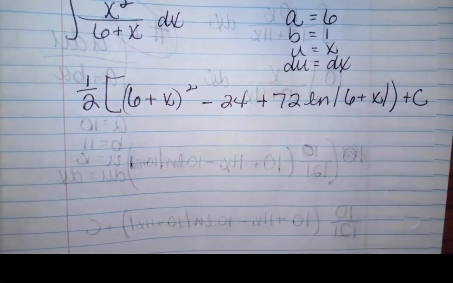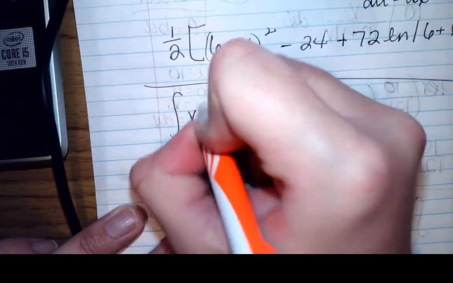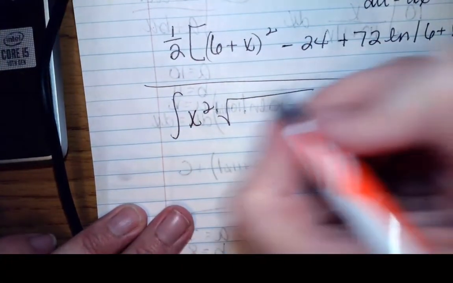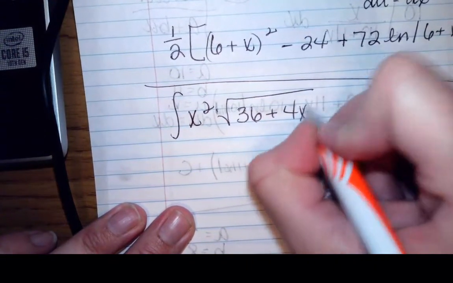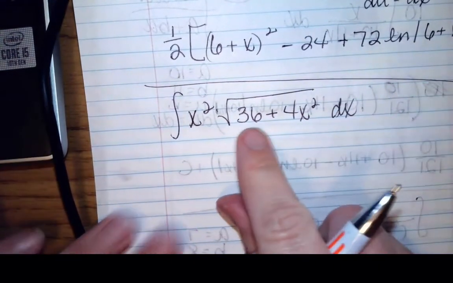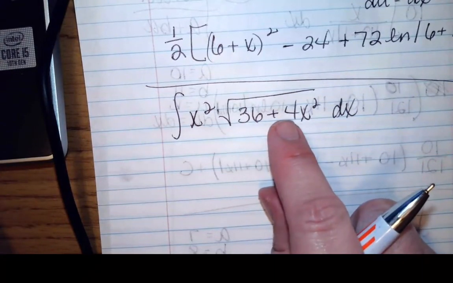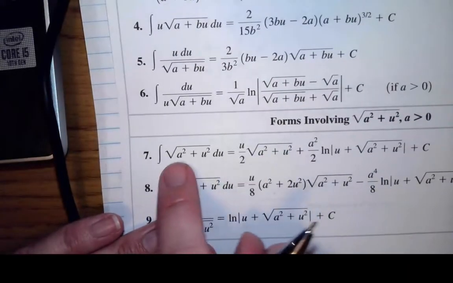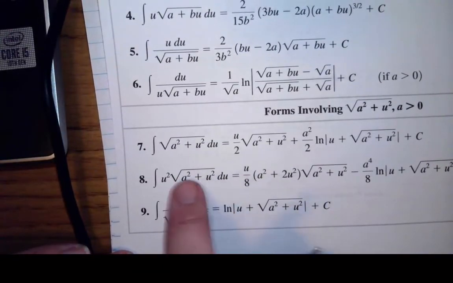All right, so let's get into some scary stuff. All right, so for number 5, my setup is I've got an x squared times the square root of 36 plus 4x squared dx. So I'm looking for some square roots. And I'm looking for addition, and I need to start with a constant and then something squared. So I'm looking for just a plain old square root. Well, I've got an x squared. Okay. Well, I got a square root with addition.